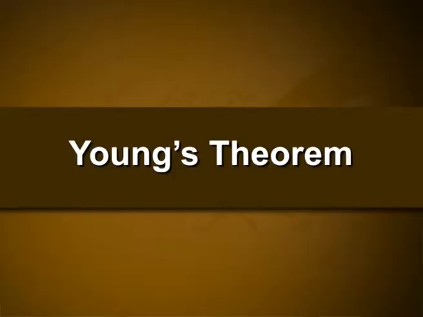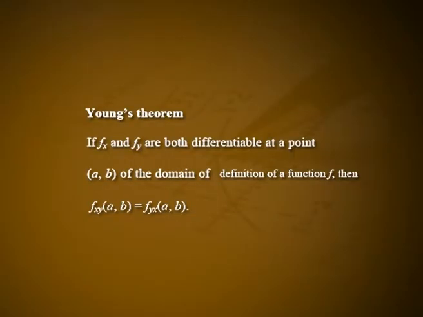We now give two theorems to set out precisely under what conditions it is safe to assume that f_xy is equal to f_yx at a point. That is, sufficient conditions for the equality of f_xy and f_yx. Young's theorem: if f_x and f_y are both differentiable at a point (a, b) of the domain of definition of a function f, then f_xy at (a, b) is equal to f_yx at (a, b).